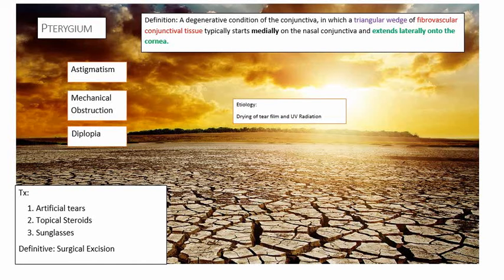So we now have some important points. We know the definition. We know that it normally starts medially and extends laterally onto the cornea. We know it is fibrovascular. We know it is associated with hot climate. We know the initiating factors: desiccation of the tear film and damage by UV radiation.